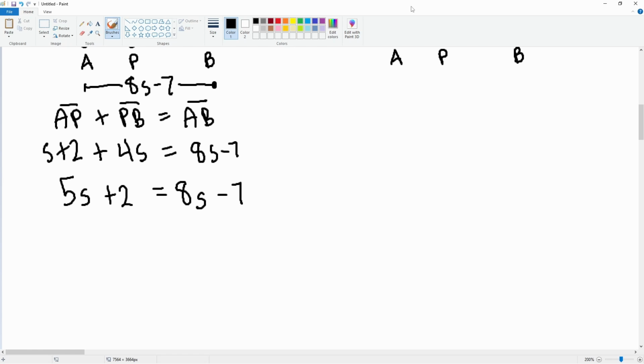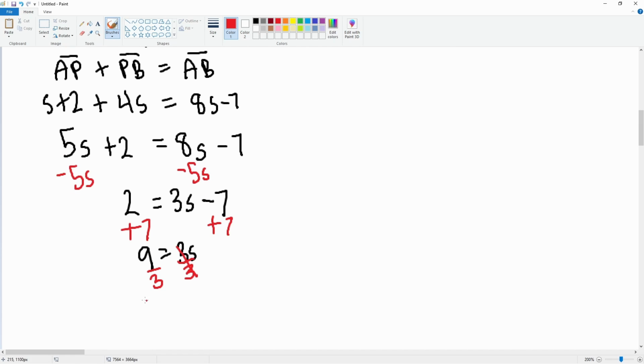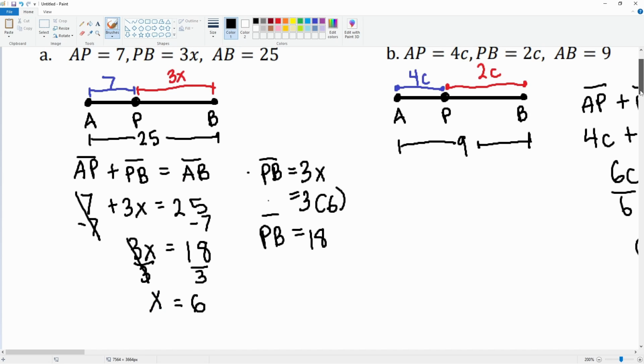We combine like terms first. Now we can move the variables. Minus 5s. This gets you 2 equals 8s minus 5s is 3s. Bring down the minus 7. We want to add 7 to both sides. This gets us 9 equal to 3s. Divide both sides by 3. This cancels, leaving you with 3 is equal to s. We're not done because remember, the original problem asked us to solve for PB.